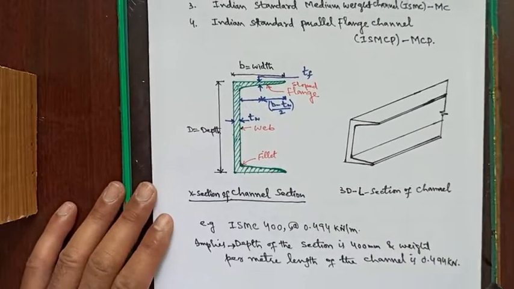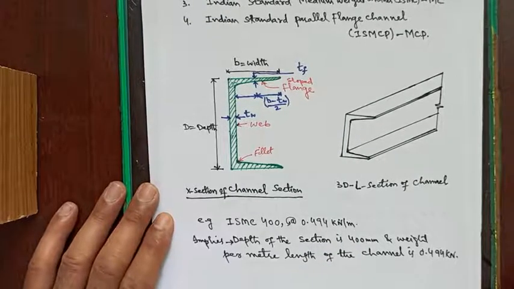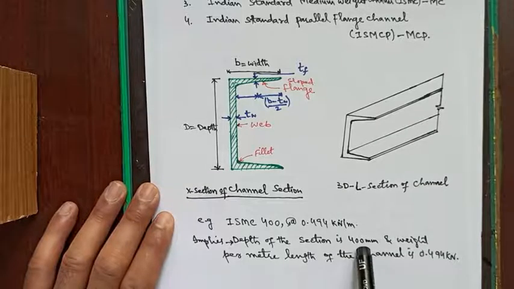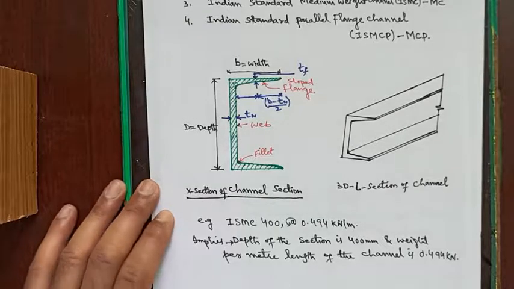For example, ISMC 400 at the rate of 0.494 kilonewton per meter. It implies the depth of the section is 400 mm and the weight per meter length of the channel is 0.494 kilonewton.